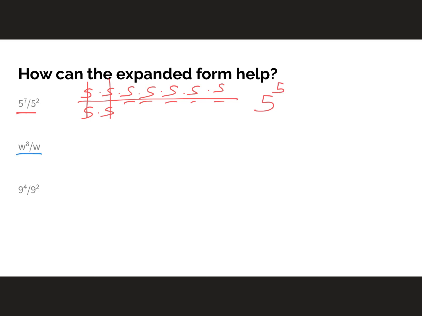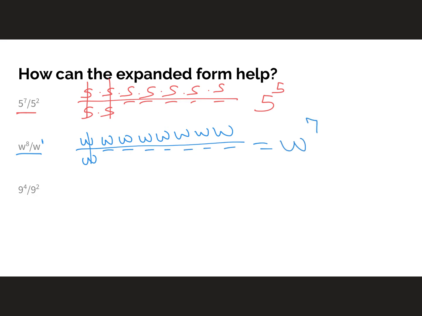Here I have w to the 8th divided by w. Okay, so when we see a number that doesn't have an exponent, there's always an exponent of 1 that we don't write. So here I have w to the 8th, so I have 8 w's, 1, 2, 3, 4, 5, 6, 7, 8 w's divided by 1 w. Okay, once again, w divided by w just gives me 1 and it cancels. So I'm left with 1, 2, 3, 4, 5, 6, 7 w's. So I simply get w to the 7th power.